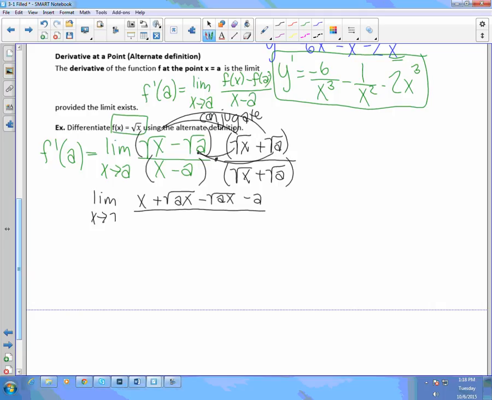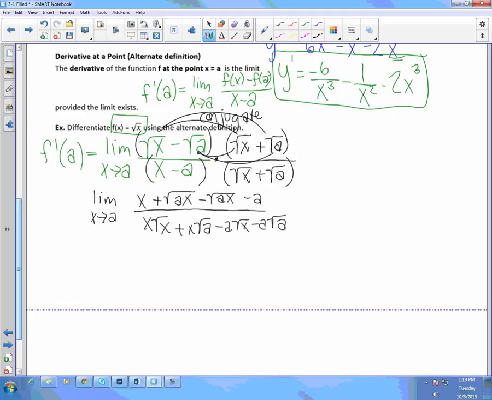Some of you on your test as well, you'll get it wrong. Once you plug it in, you don't have the limit anymore. The limit must be written until you plug in. So you haven't plugged in yet, so we can write that. And we put in the denominator: x times root x, plus x times root a. You agree with that?